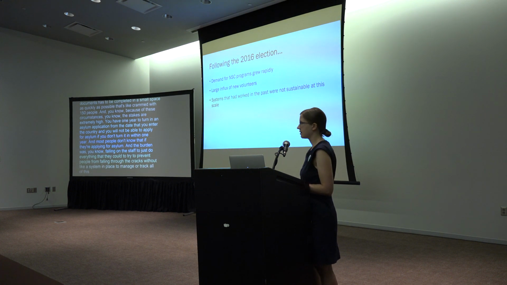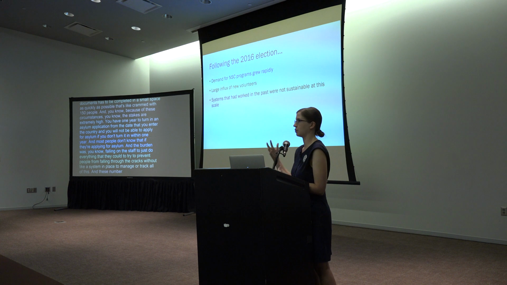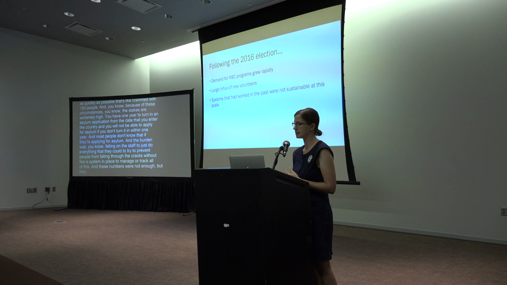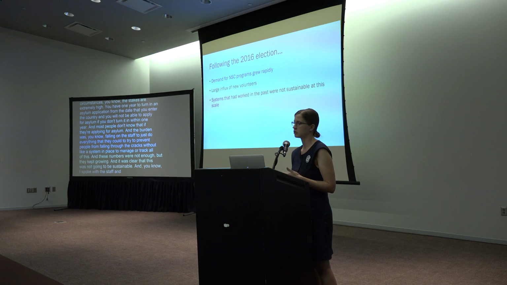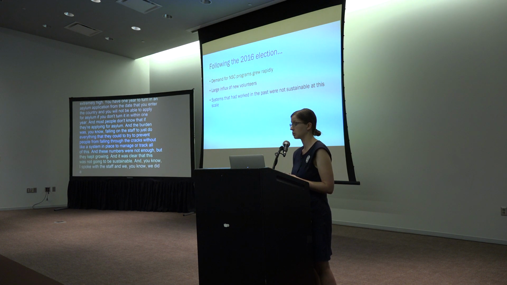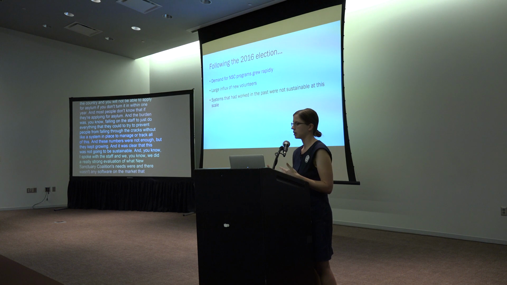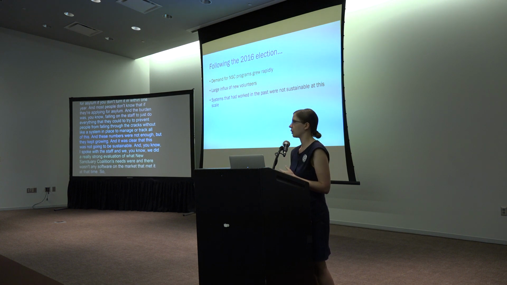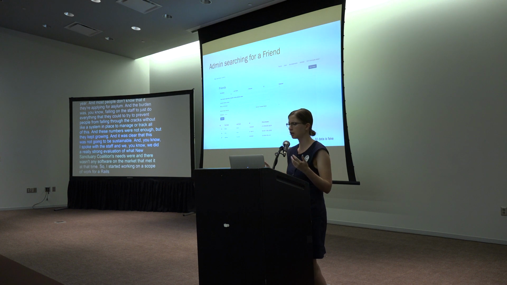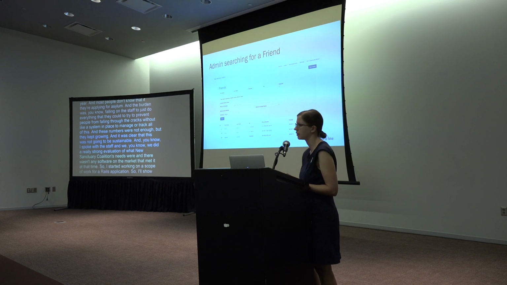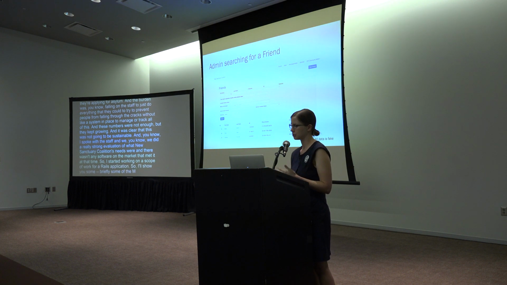And these numbers were bad enough, but they kept growing, and it was clear that this was not going to be sustainable. I spoke with the staff, and we did a really strong evaluation of what New Sanctuary Coalition's needs were, and there wasn't any software on the market that met it at that time. So I started working on a scope of work for a Rails application. So I'll show you briefly some of the MVP functionality that addresses these problems.